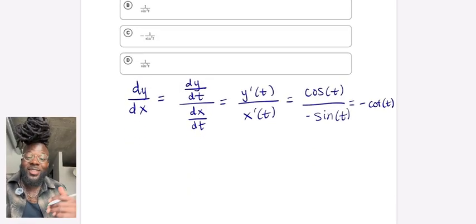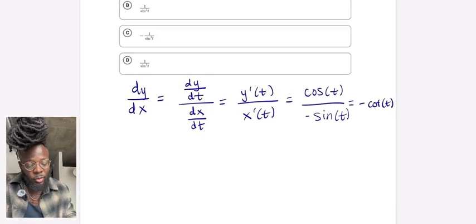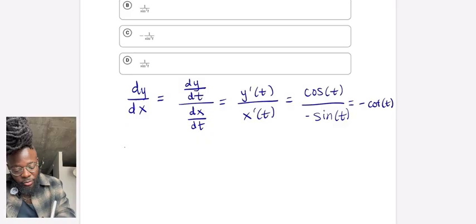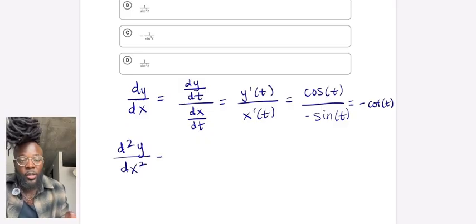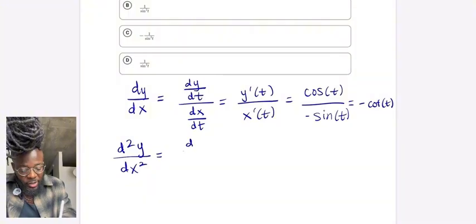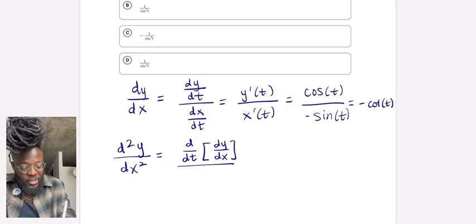All right, now when we get to the second derivative, and this is what gets a lot of calc students, the second derivative, d squared y over dx squared, is the derivative with respect to t of the first derivative. So the derivative of what we just got, divided by dx/dt.